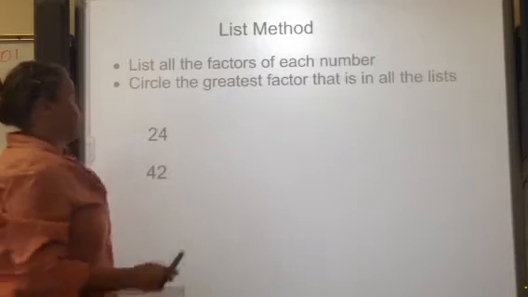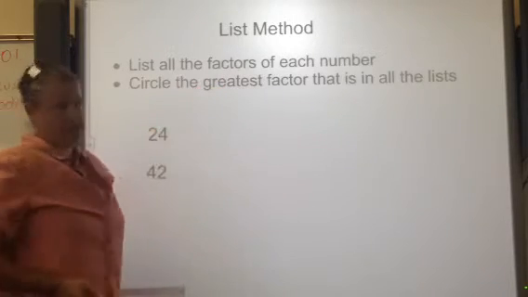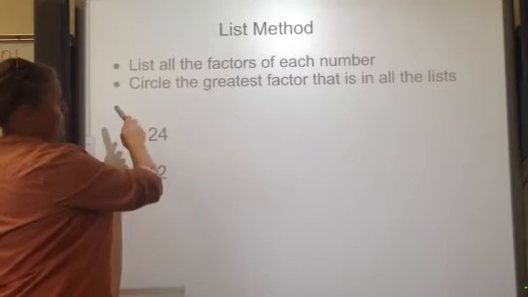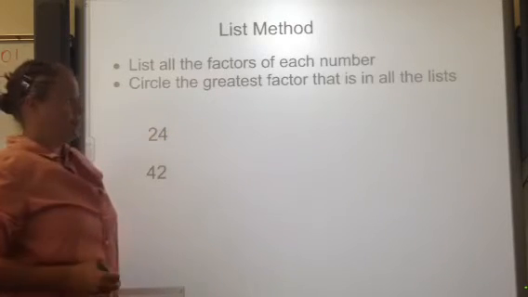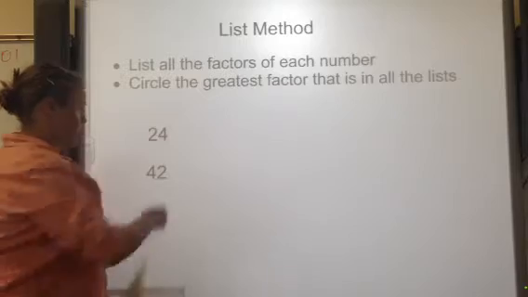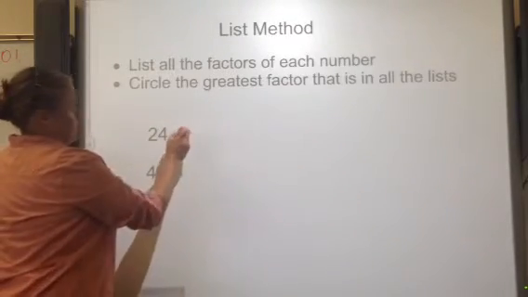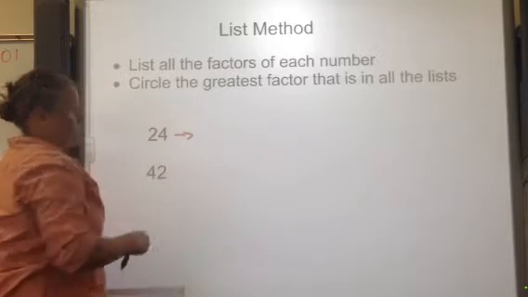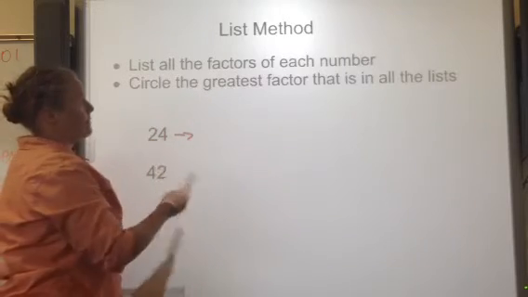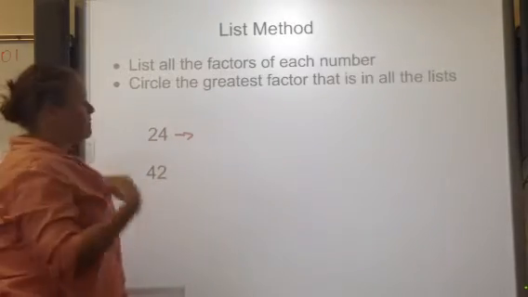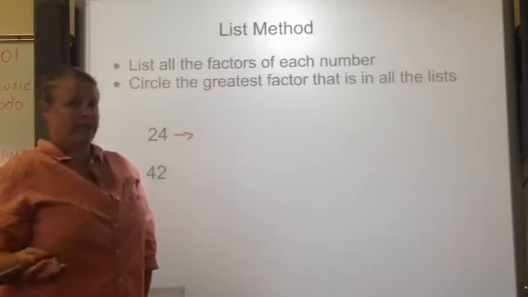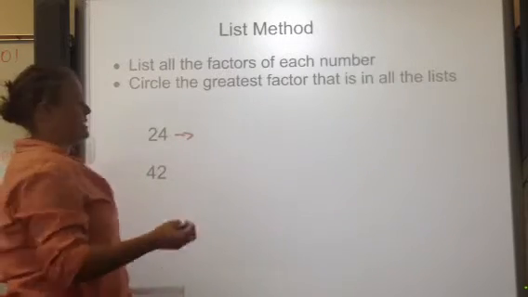So with the list method, you're going to list all of the factors of each number. Then you're going to circle the greatest factor that is in all of the lists. So if you have multiple sets of numbers, that's where it means all of the lists. So for 24, I'm going to record 24, then I'm going to record all the factors of 24. And I recommend going in a relative order instead of just randomly listing numbers.